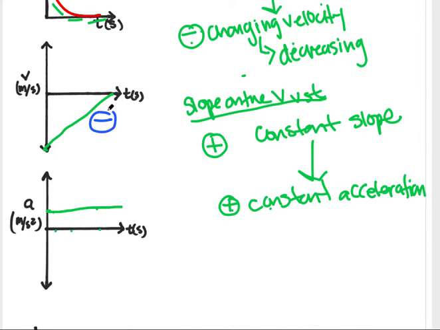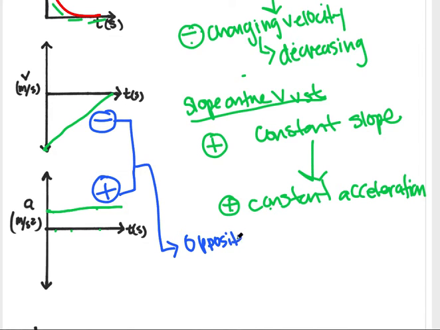This is a negative velocity because the line's on the negative side. This is a positive velocity or acceleration because the line is on the positive side of the acceleration time graph. So what does that mean? Well, we have opposite signs. Opposite signs means that it's slowing down or decelerating. Slowing down, or you can say decelerating.